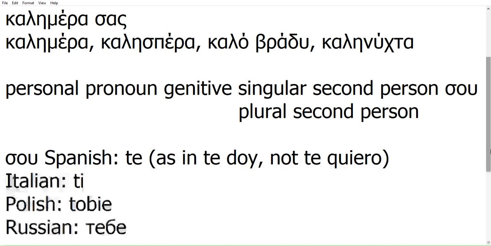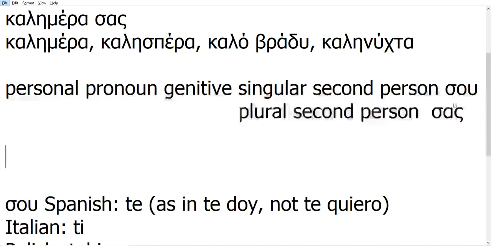So, the full explanation would be that "su," let me add here "sas" because I forgot to do it. "Su" would be the personal pronoun in the genitive case, in the second person, and in the singular. And "sas" would be the same thing, but in the plural. Now, what does this mean? In English, roughly, this is something like "to you."